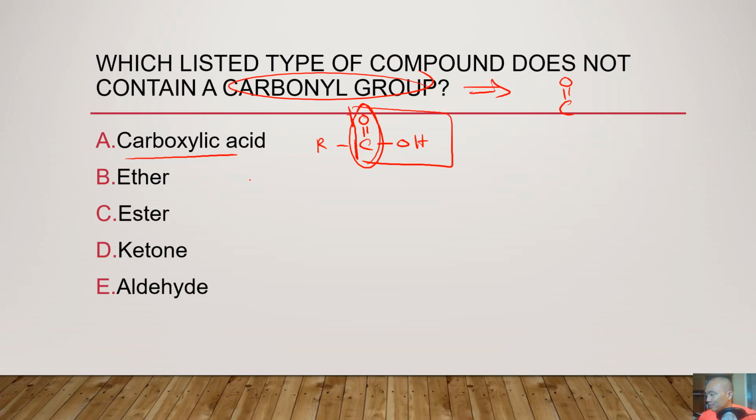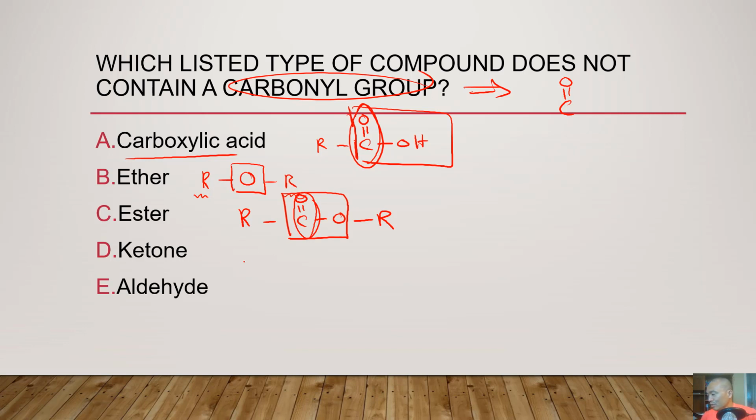Ether is an oxygen flanked by two hydrocarbons. So that's the functional group, but it's flanked by two hydrocarbons over here. So this one does not have a carbonyl, right? What about ester? Ester is this functional group, CO double bond connected with the O and another R. So that's the ester functional group. In this, you do see a carbonyl group.